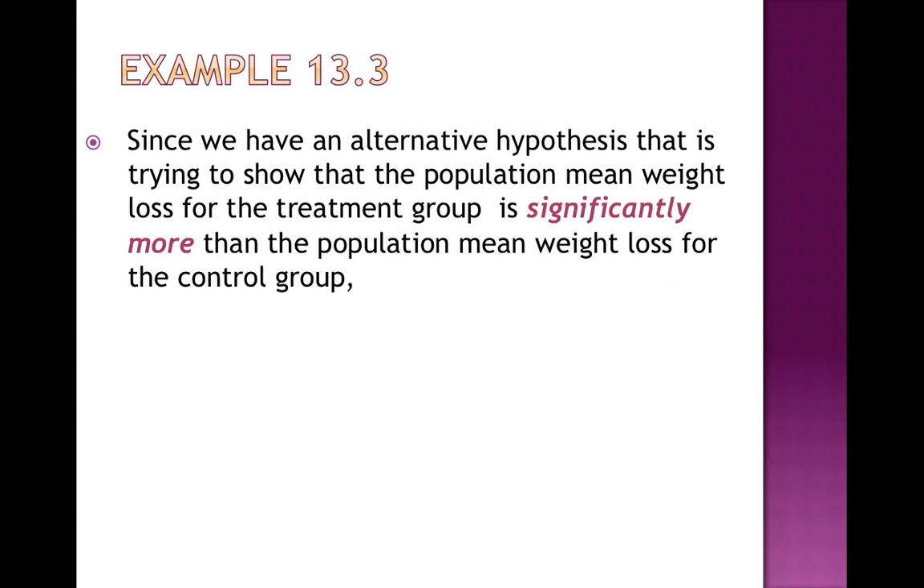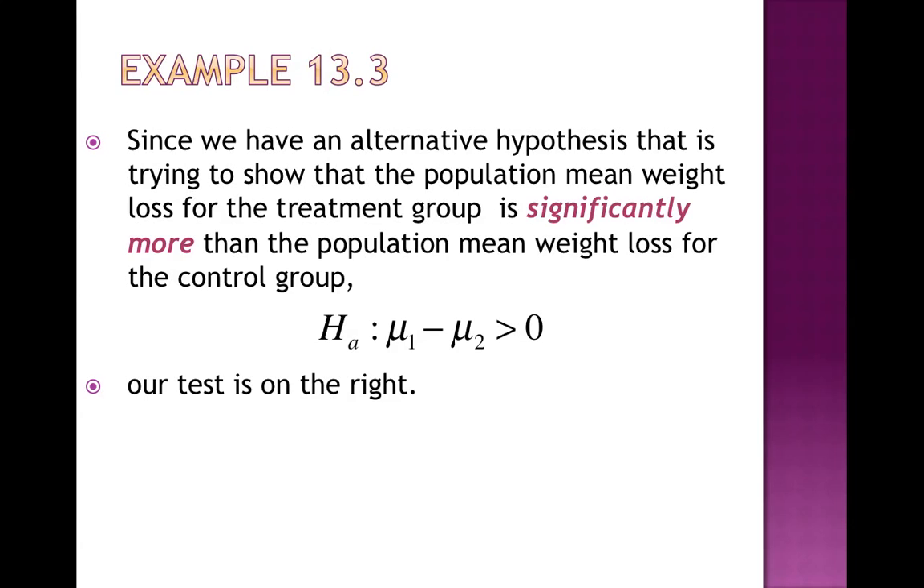Since we have an alternative hypothesis that is trying to show that the population mean weight for the treatment group is significantly more than the population mean weight loss for the control group, we want to show mu1 minus mu2 greater than 0. The test is going to be on the right. Okay, so we are trying to show that mu1 minus mu2 is greater than 0, or mu1 is greater than mu2, and therefore the test is going to be on the right. And that's going to help us come up with the visual image for the decision rule.